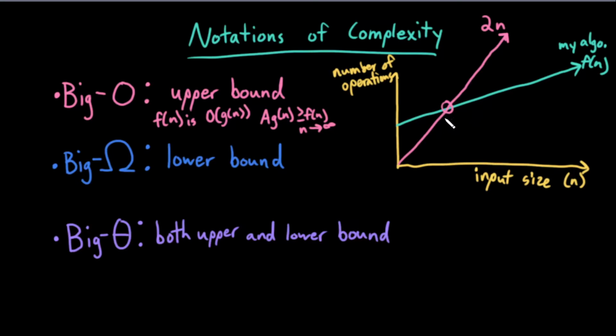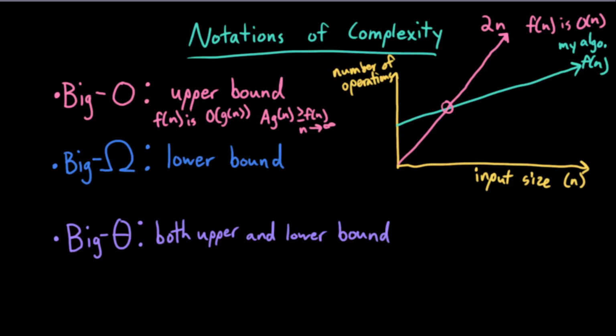So after this point right here, f of n will never be larger than 2 times g of n. Therefore, I would say f of n is big O of n. This function n times a constant is larger than f of n after some point. So let me actually write that down. I would say f of n is big O of n. N times some constant is larger than f of n after some point.